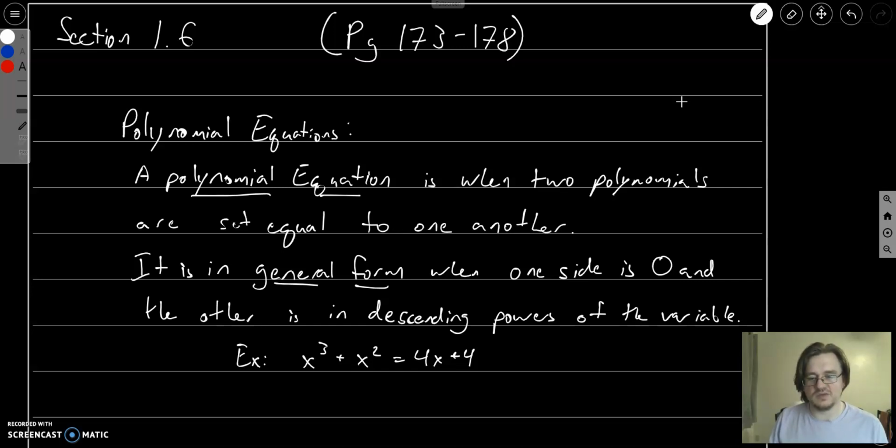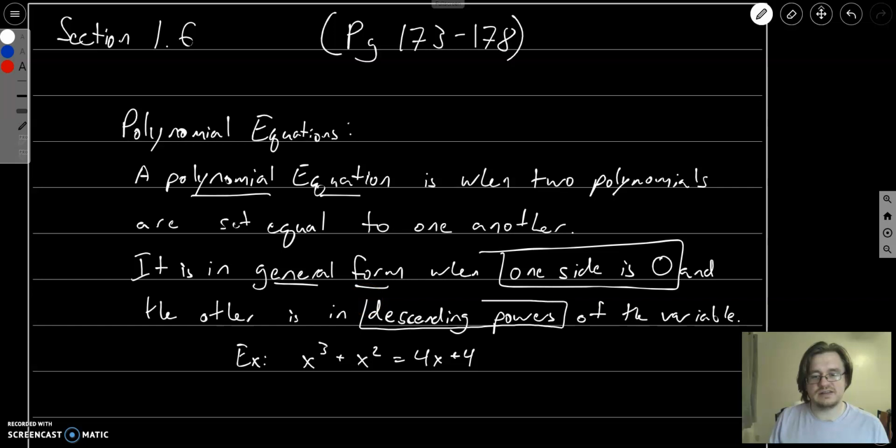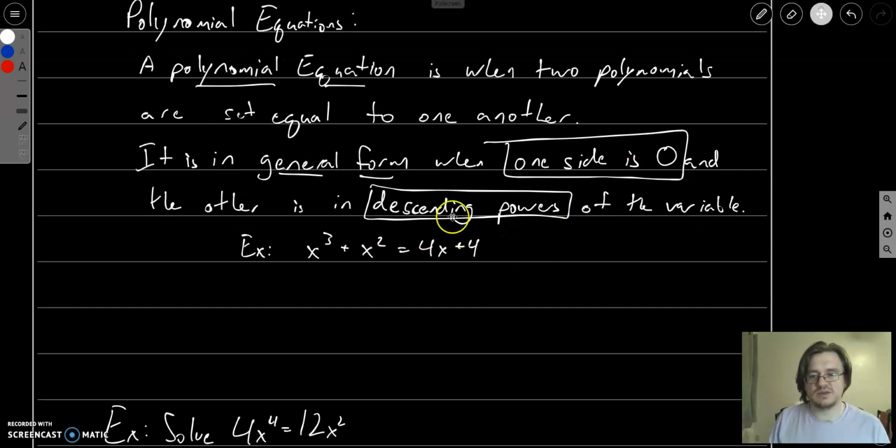So for instance, in this example, we have two polynomials. One is x cubed plus x squared, and the other is 4x plus 4. But a polynomial equation is in general form when one side is 0 and the other side is in descending powers. So if we were to put this equation in general form, we want everything on one side of the equation so that one side is just equal to 0.